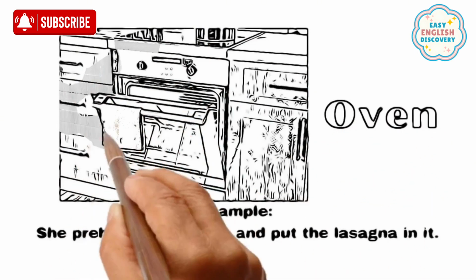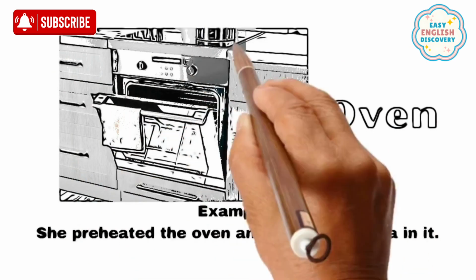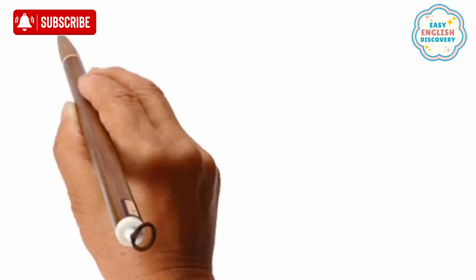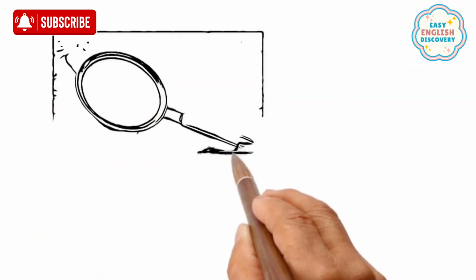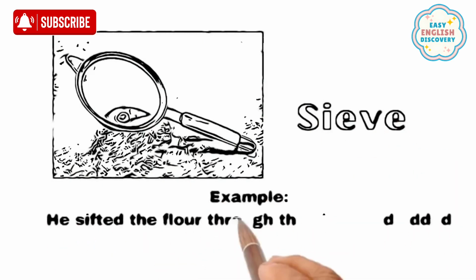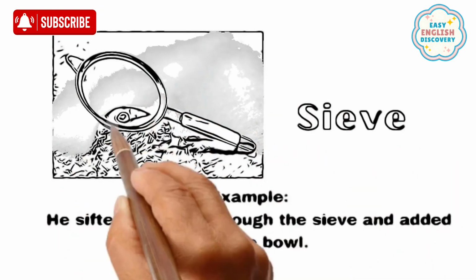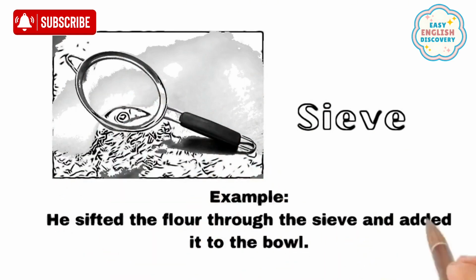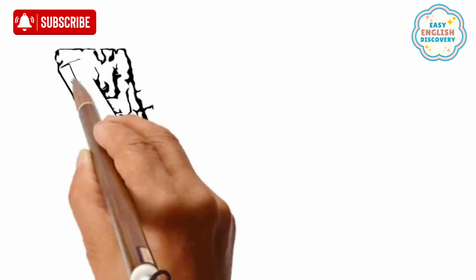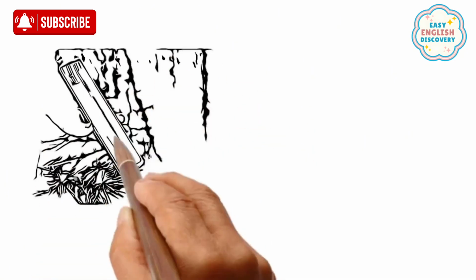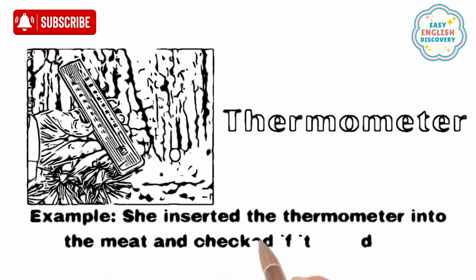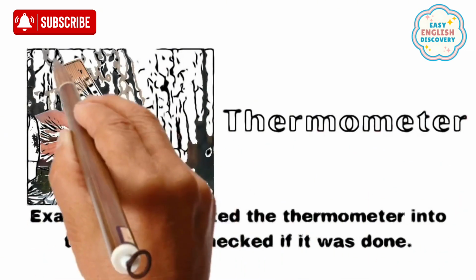Oven. Example, she preheated the oven and put the lasagna in it. Sieve. Example, he sifted the flour through the sieve and added it to the bowl. Thermometer. Example, she inserted the thermometer into the meat and checked if it was done.